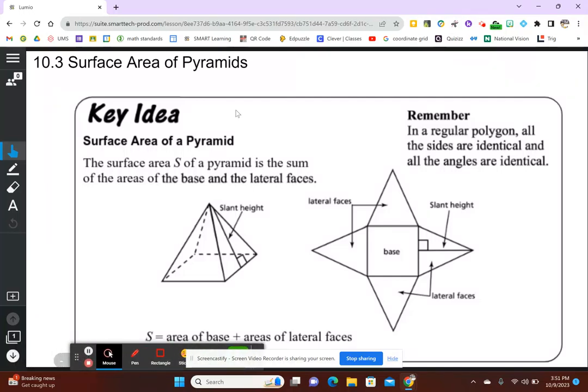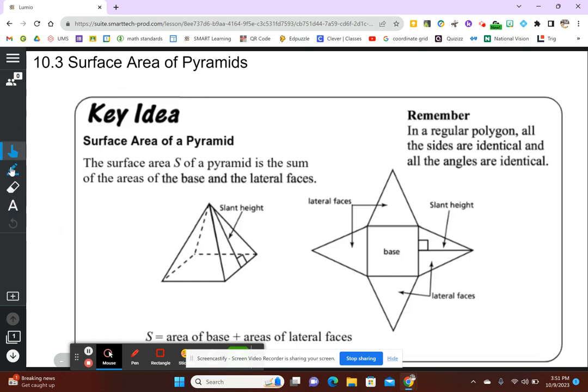Okay, now we're going to go over 10.3, which is the surface area of a pyramid. Now remember, a pyramid has, well, in this case, it has a square base. The base can be anything, and the sides are always triangles, and the sides are called the lateral faces.